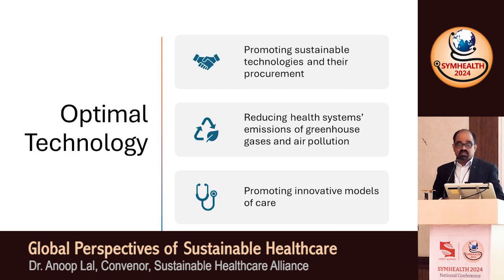The third one is optimal technology. In this, there are 3: promoting sustainable technologies and their procurement. The current technologies being utilized in healthcare are not at all sustainable. The production of these machines, from rubber gloves to robotics, from masks to MRI machines, all these things are resource intensive. So we need to have sustainable technology for healthcare and also for the procurement process. And also reducing health system emissions of greenhouse gases. Again, you need better technology for reducing emissions.